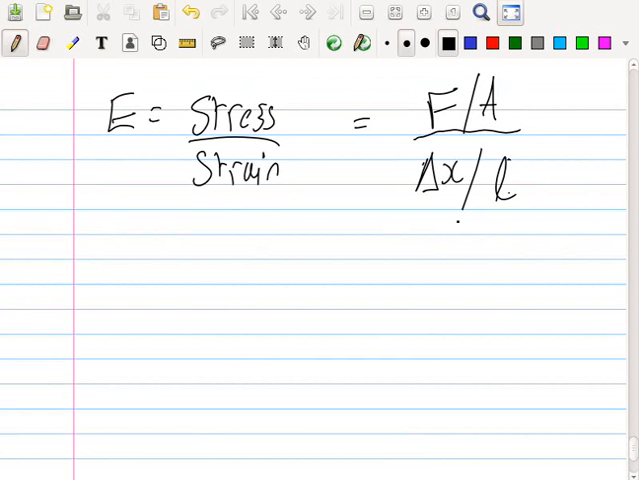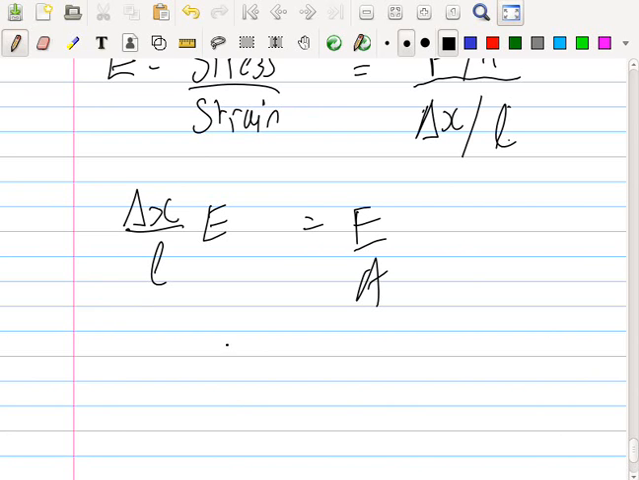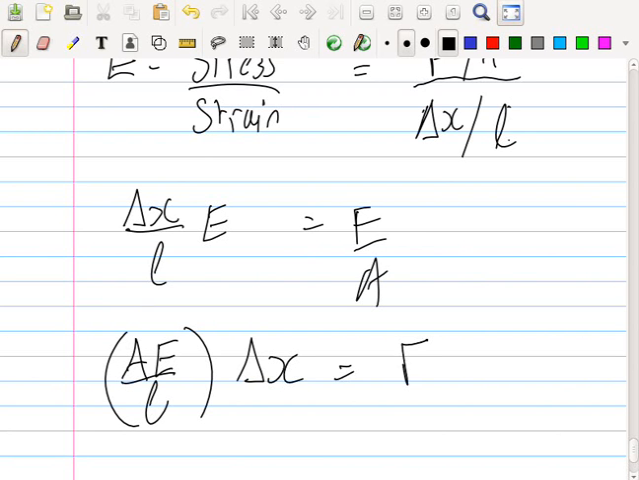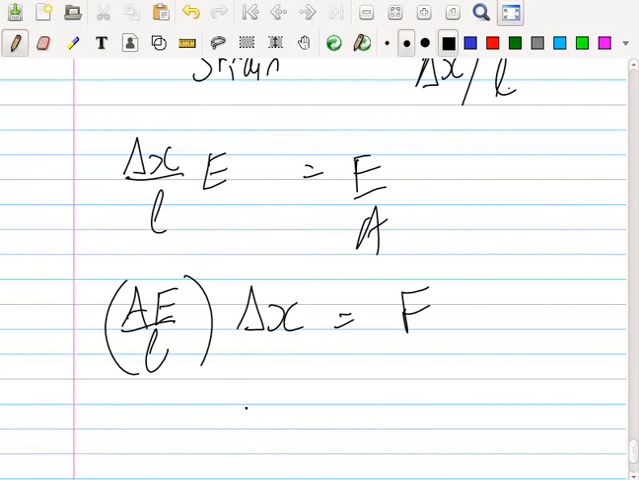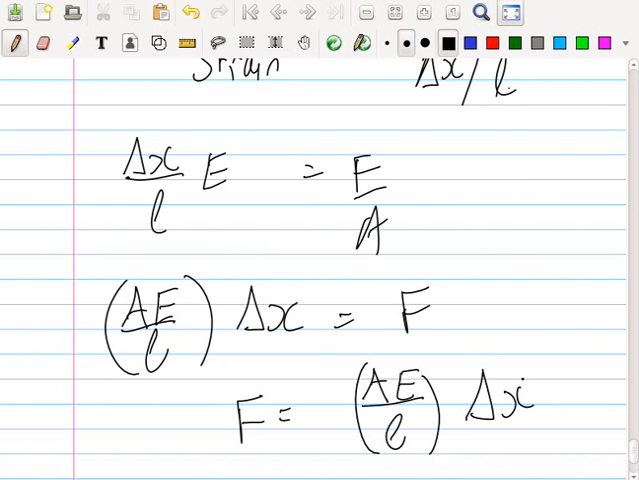Okay. Now, if I just rearrange this a little bit, I get delta x over L times E equals F over A. Then if I take the A up here, I get AE over L times delta x equals F. Or to make it extra clear, F equals AE over L times delta x. Does this look familiar? F equals kx. Yeah, it's like Hooke's law, F equals kx.